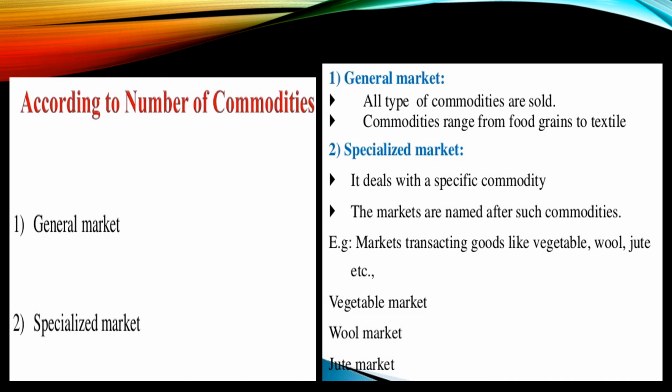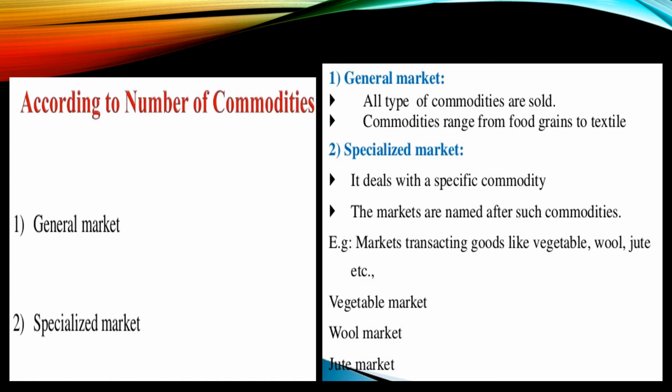There are two markets according to the number of commodities. First, we have general market. Second, specialized market. General market factors refer to the overall conditions within a defined market that affect all properties within that market. These factors also change over time with demographic patterns, economic and business cycles, employment trends, and government policies, among other factors. In a general market, all types of commodities are sold. General market commodities range from food grains to textile.